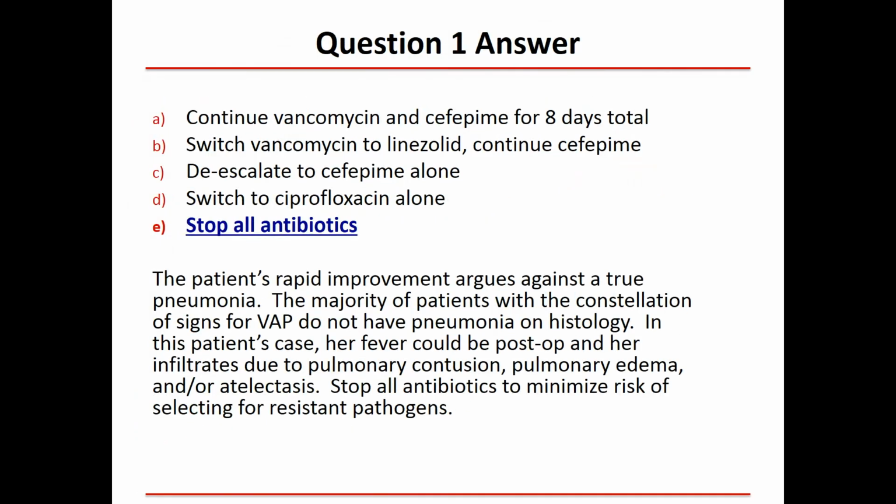And my best answer was stop all antibiotics. I would say the patient's rapid improvement argues against a true pneumonia. The majority of patients with the constellation of signs for VAP do not have pneumonia on histology. In this patient's case, her fever could be post-op, her infiltrates due to pulmonary contusion, pulmonary edema, atelectasis. Stop all antibiotics to minimize the risk of selecting for resistant pathogens.